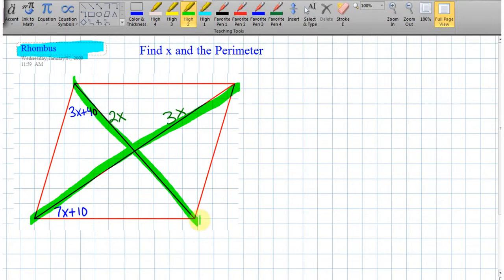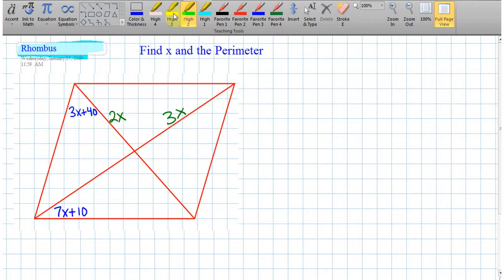I count 8 altogether. And what's the goal? The goal is to find x. We got a few x's everywhere. We got x's here and here and here and here. And the other thing we want to find is the perimeter. We're going to check out the perimeter at the very end of this rhombus.